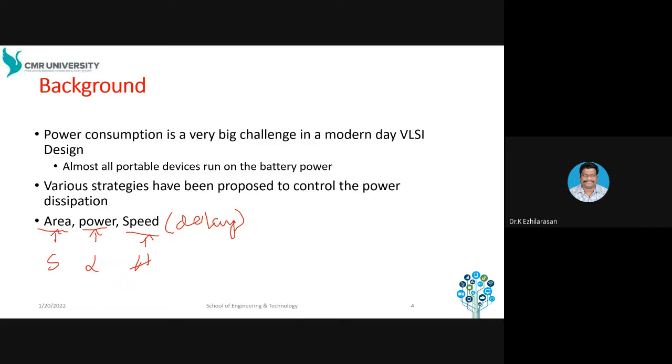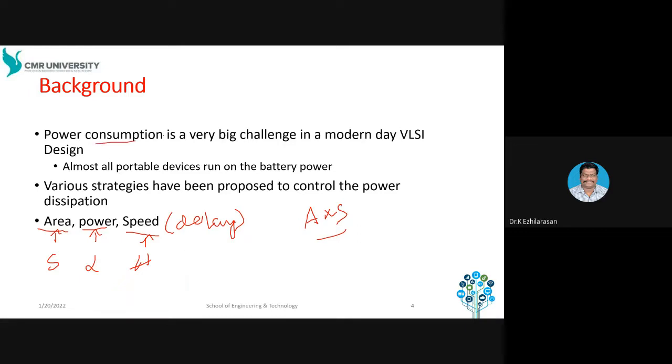For example, if you concentrate on area and speed, then you need not worry about the power, because you are going to minimize the area and improve the speed of the circuit, so automatically the power consumption will be more. At the same time, if you want to concentrate on area and power, then you should not worry about the speed. So like this there will be a trade-off.